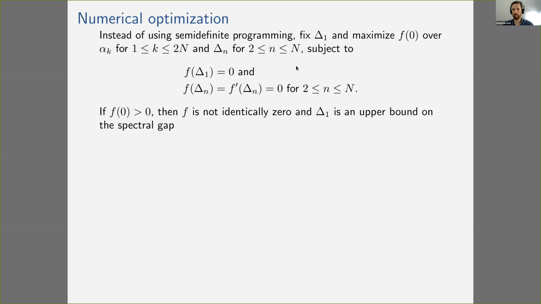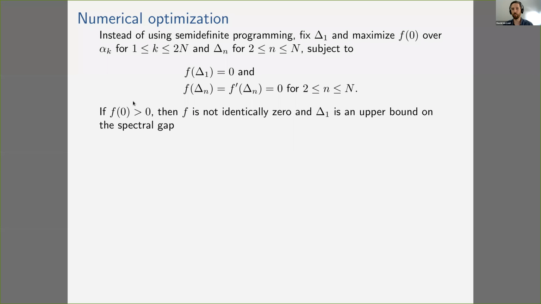And so we can fix delta 1, and then we can maximize f0. That's just to make sure that f is not going to be identically 0. So we can maximize f0 over these coefficients alpha k, but now also over delta n, subject to the following constraint. We say that f of delta 1 must be 0, and then we want double roots on all the others.